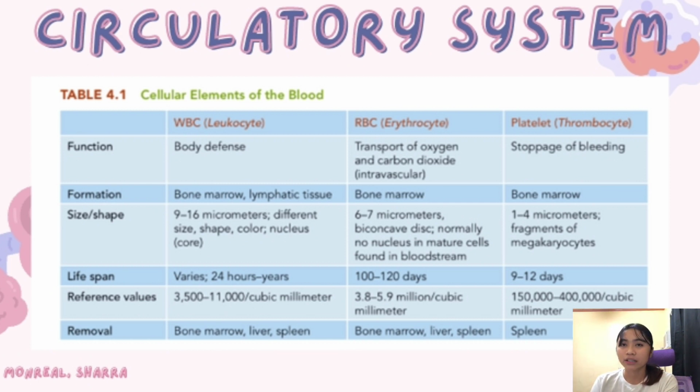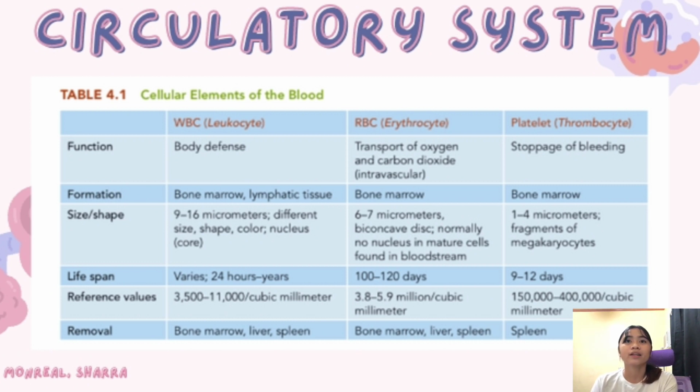Normally, they don't have a nucleus in mature cells found in the bloodstream. Platelets, 1 to 4 micrometers, are fragments of megakaryocytes. And for their lifespan, the WBC varies. The RBC is 100 to 120 days and the platelet 9 to 12 days.